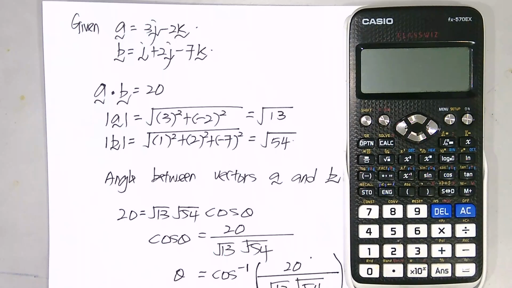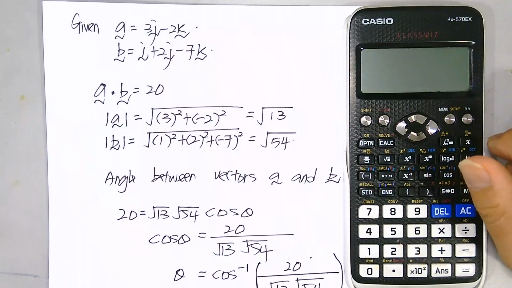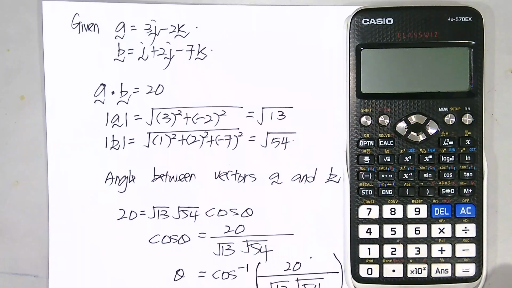Hello. In this video, I'm going to share with you how to use the Casio FX-570EX ClassWiz calculator, the latest calculator for students. I'll show how to use this calculator to find the cross product, the dot product, the angle between two vectors, and the magnitude of a vector or a unit vector of a vector. I will share these five with you.